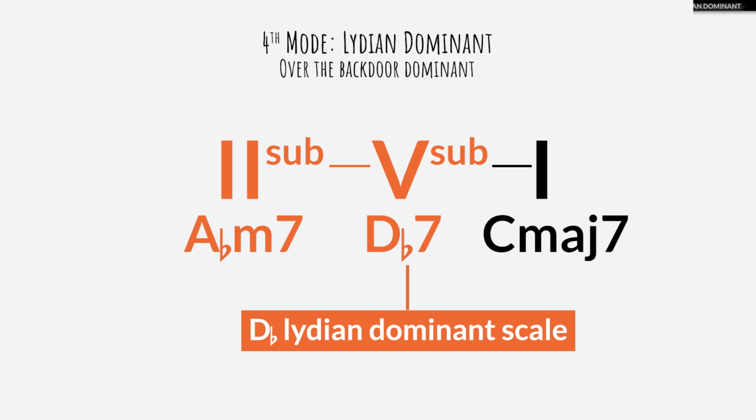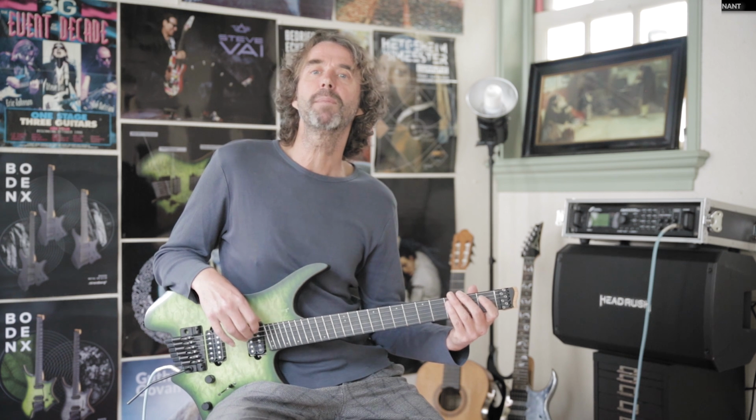And over the D flat 7 chord, we can use the D flat Lydian dominant mode, which is the 4th mode of the A flat melodic minor scale. So we'll use the A flat melodic minor scale over the D flat 7 chord.